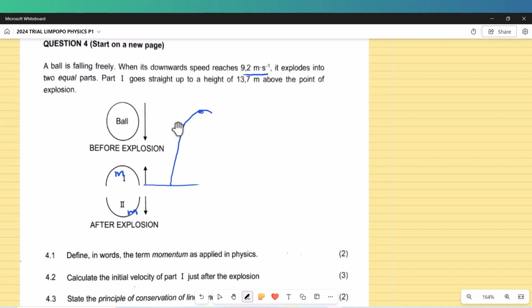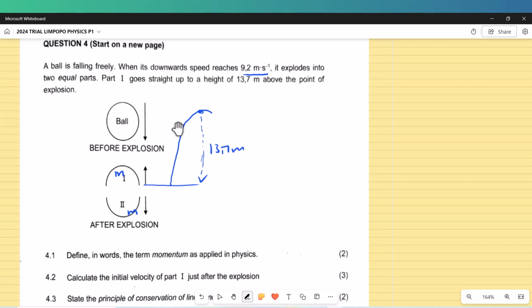They say calculate the initial velocity of part 1 just after the explosion. We want V initial here. Okay. Now what am I gonna do here?